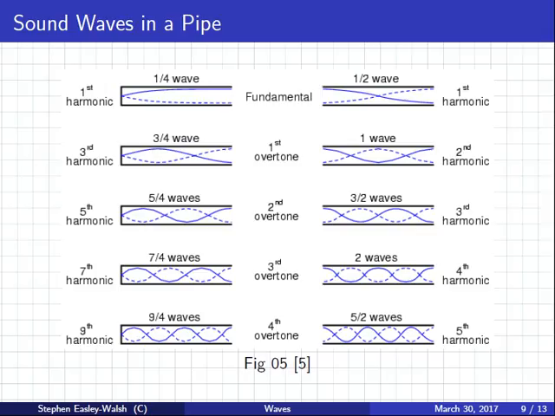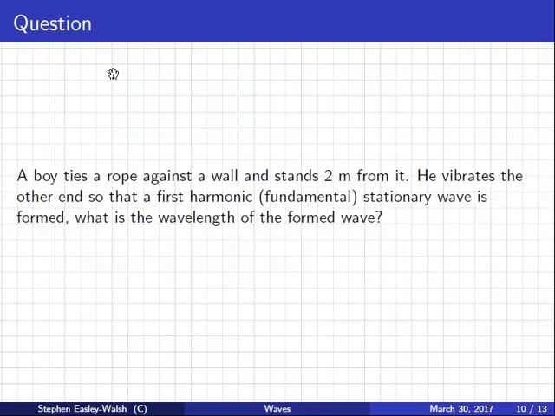Right, so let's have a look at an example now. A boy ties a rope against the wall and stands 2 meters from it. He vibrates the other end so that a first harmonic stationary wave is formed. What is the wavelength of the formed wave? 4 meters, yeah.